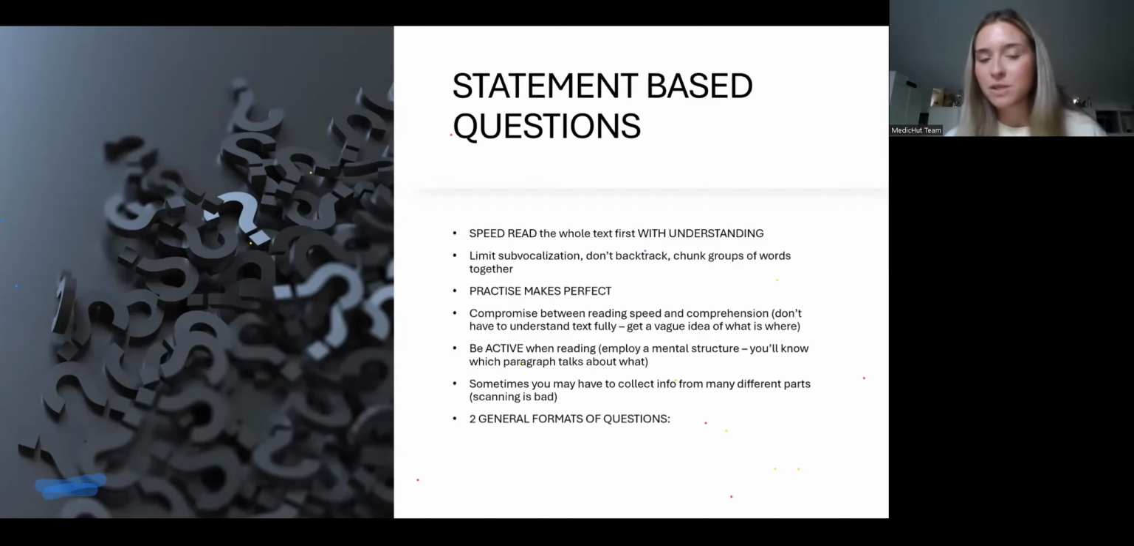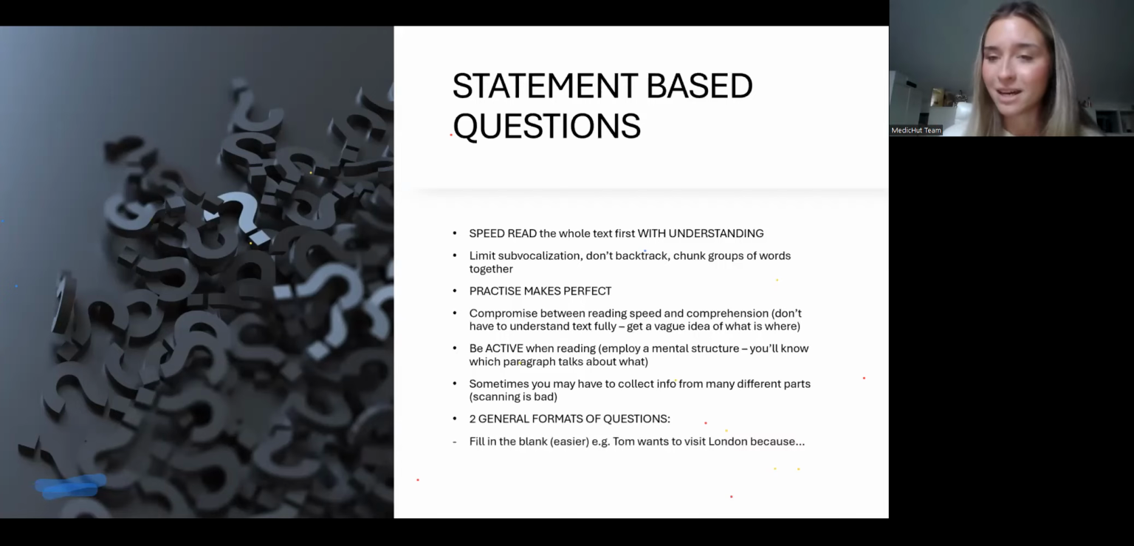Now, when it comes to statement-based questions, you have 2 question formats within statement-based questions. So the first one is easier. It's a fill in the blank question. So it's phrased something like this. So you get a piece of text and then the question says, Tom wants to visit London because, and you have answer options A, B, C, D. The next one is a bit less specific and a lot harder. And it's basically very vague. It just says which of the following is true. And you have 4 separate statements from 4 separate areas of the text. And we'll go through examples of each as well.